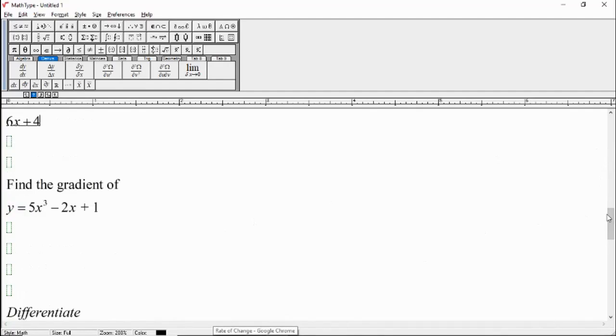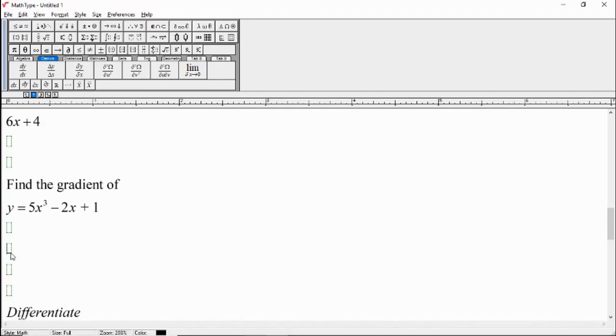Third question. Find the gradient of y equals 5x cubed, or to the power of 3 you could say, but we'd say cubed, minus 2x plus 1. As I mentioned at the beginning of the video, differentiation is about finding the gradient of a graph. It's finding the slope, how steep it is. So when you're asked to find the gradient, it's the same as doing the differentiation. It's just asking you the same thing, but it's written in a different term.